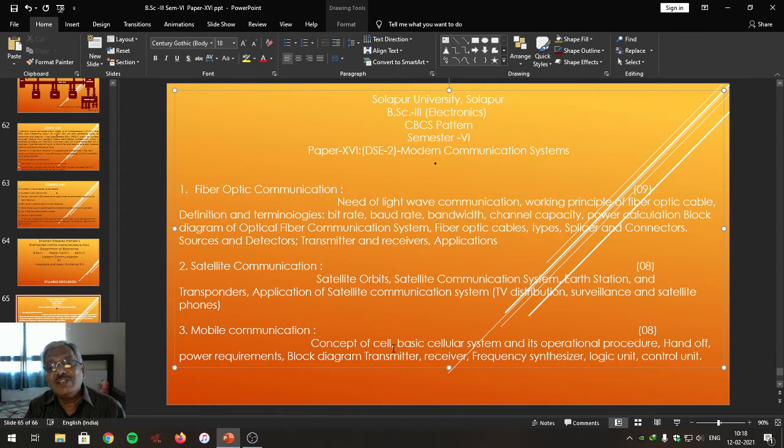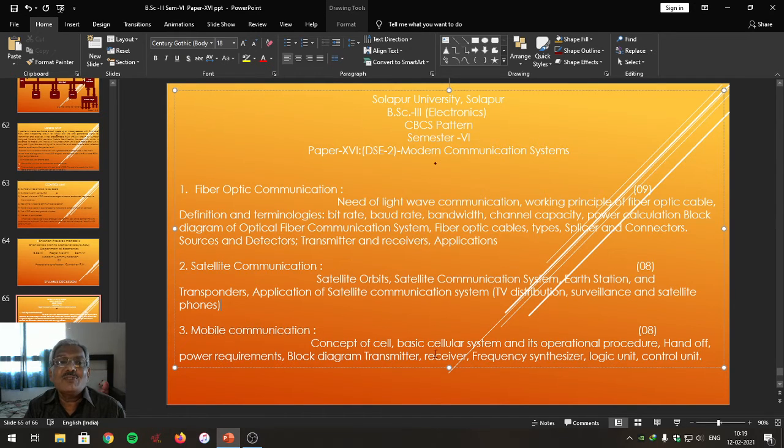Its details we are going to study, how it is formulated, what is the cellular system and how it is going to be operated to communicate the signal from one mobile with the other mobile. Meaning of handoff, power requirements, block diagram of mobile transmitter, basically block diagram of mobile. Then we are going to study transmitter, receiver, frequency synthesizer, logic unit and control unit. All are the parts of mobile.